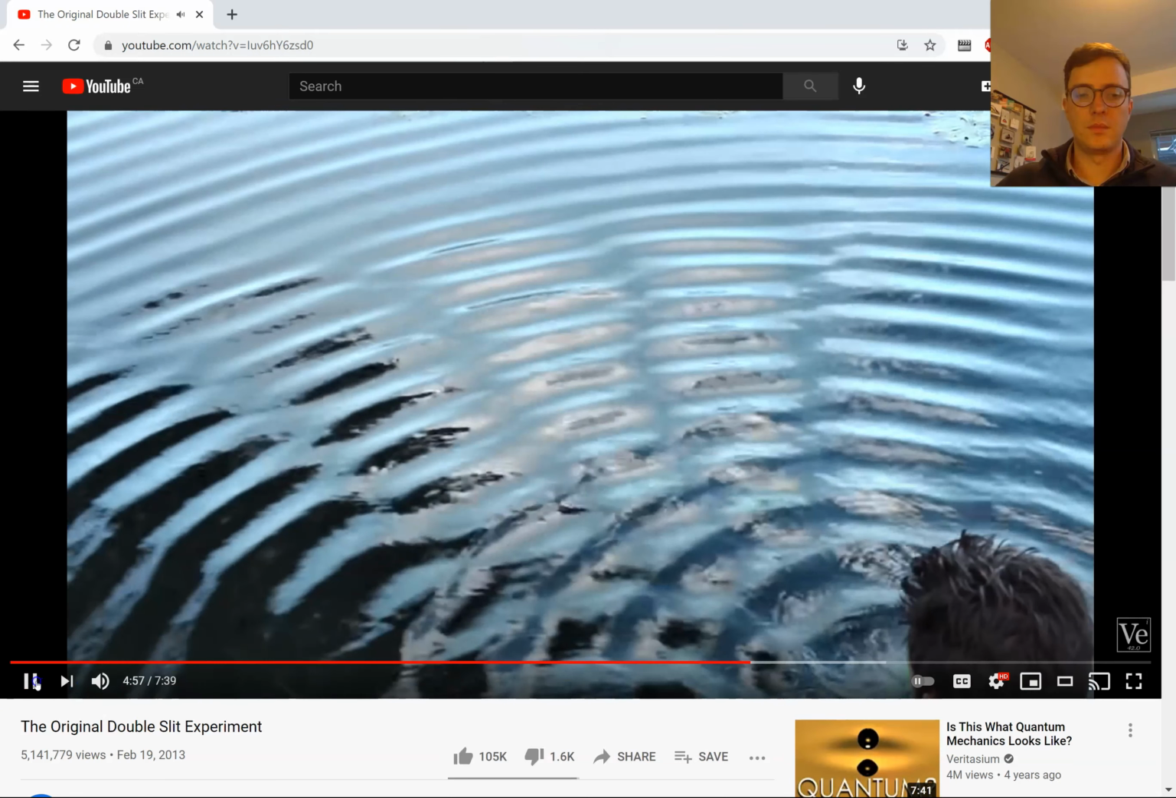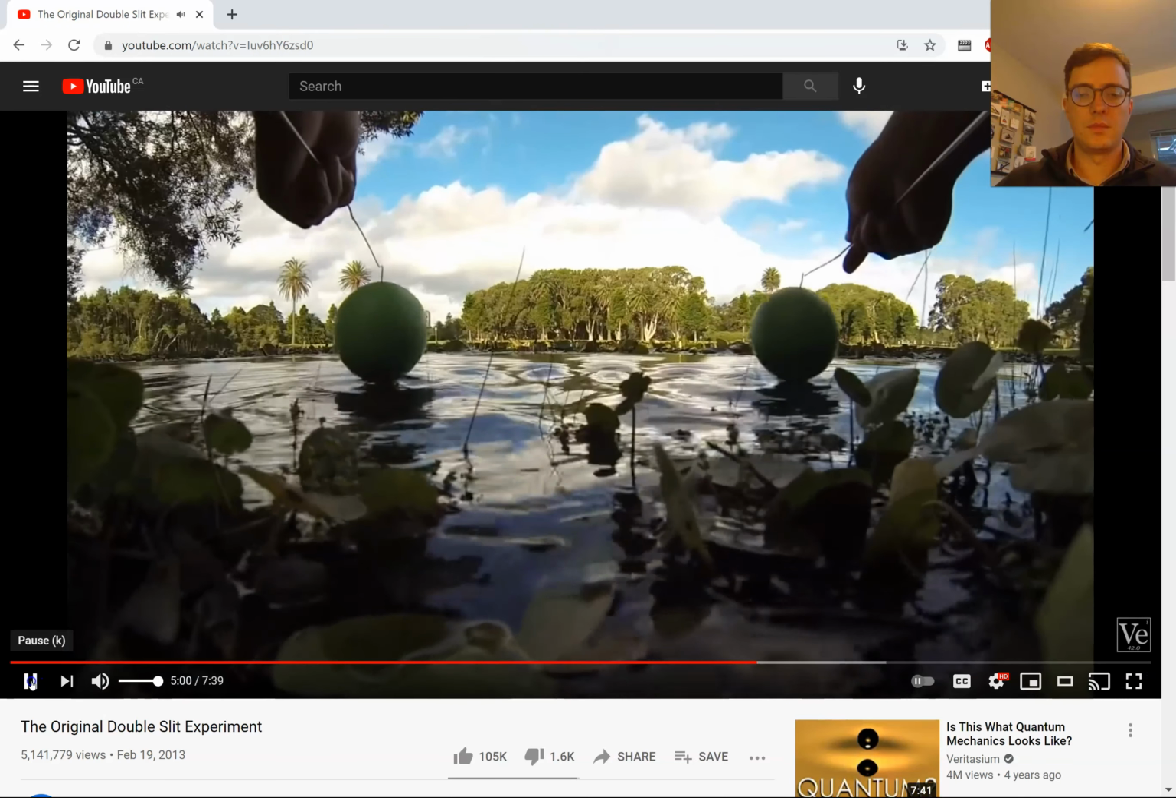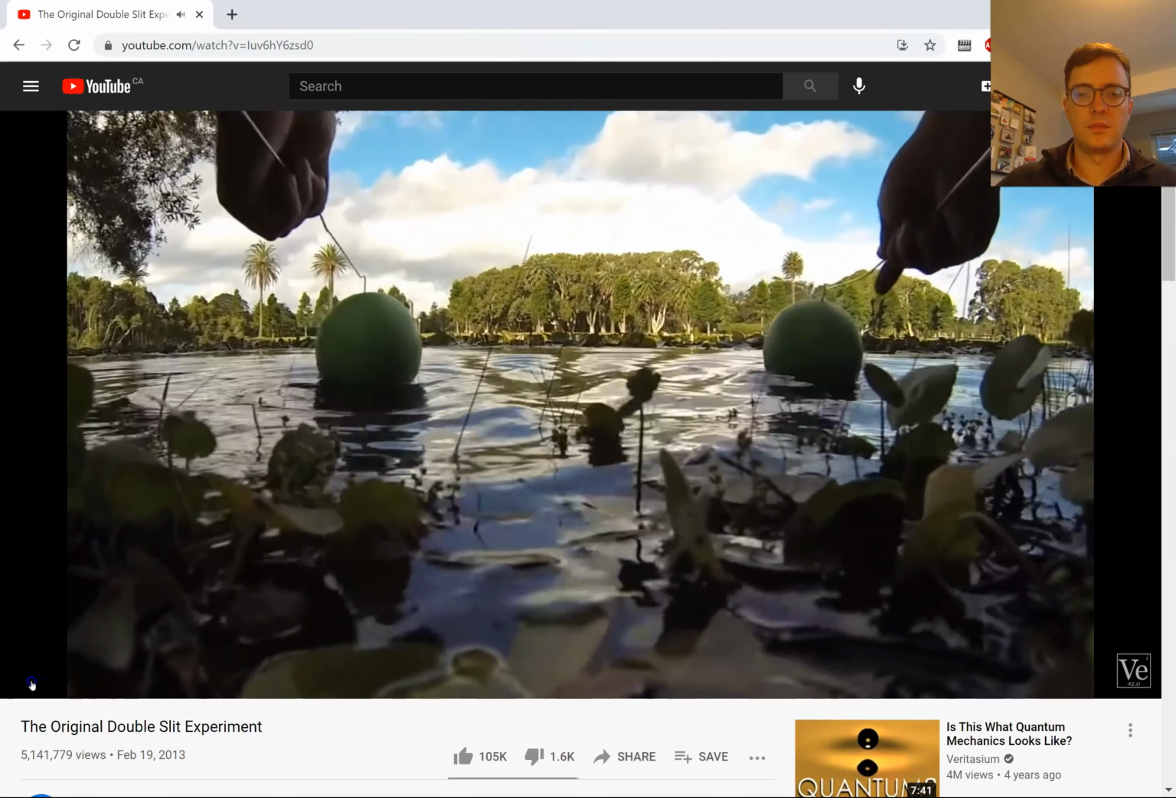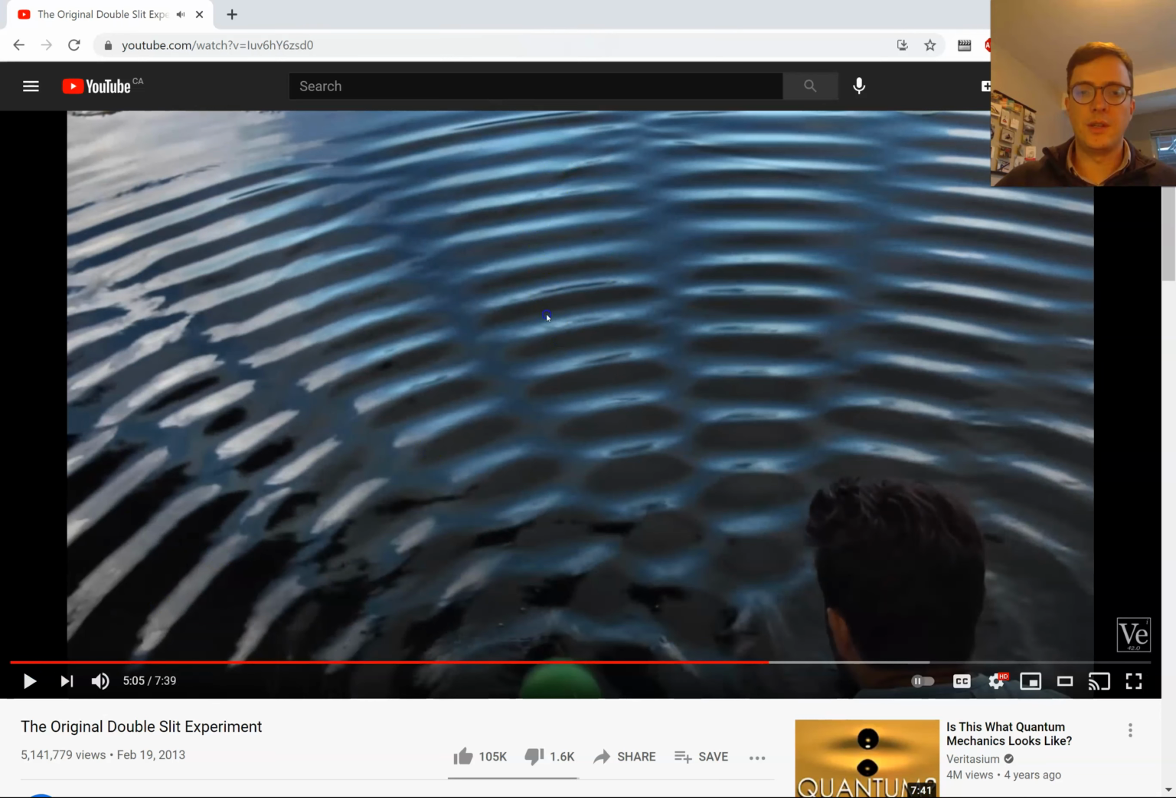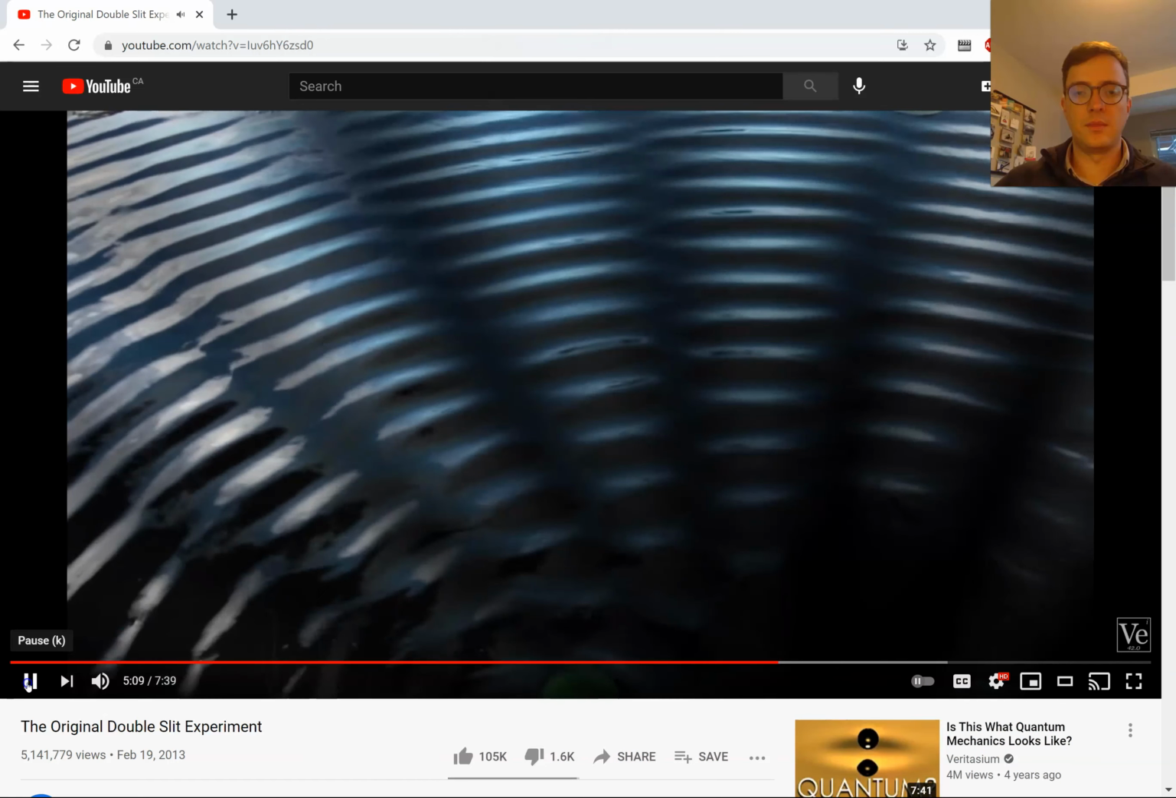This pattern is created by the ripples from the 2 sources interacting with each other. Where they meet up peaks with peaks and troughs with troughs, you can see here, that's where I'm getting a bigger wave. I'm getting constructive interference here. And that's where the wave from one of these sources has traveled 1 wavelength or 2 wavelengths or 3 wavelengths further than the wave from the other source. The amplitude of the wave is increased. That's what we call constructive interference.